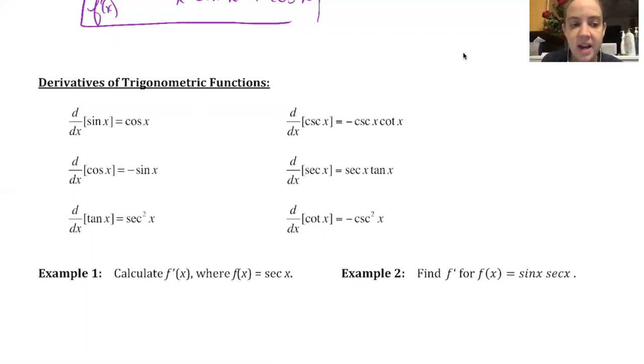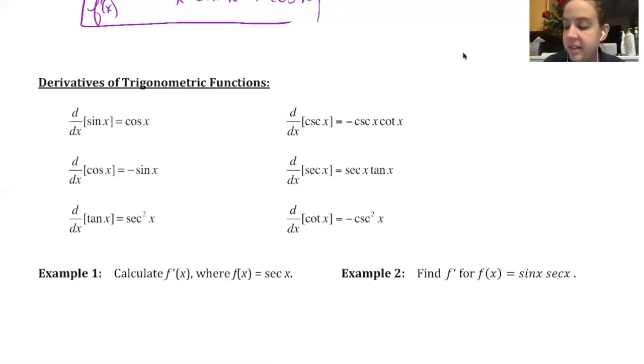The derivative of sine is cosine. The derivative of cosine is negative sine. The derivative of tangent is secant squared. The derivative of cosecant is negative cosecant cotangent. The derivative of secant is secant tangent. And the derivative of cotangent is negative cosecant squared.